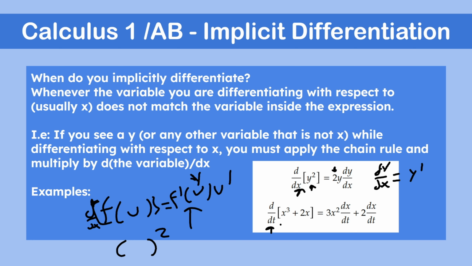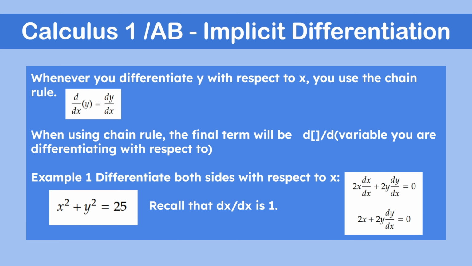So we have this example where we're differentiating x with respect to t. These variables do not match up, so we're going to get this term over here. We differentiate as normal, 3x squared, but we have to multiply by the derivative of x with respect to t, which is just dx dt. And we do the same thing for the other term, 2 times dx dt, and that's how we get that as the answer.